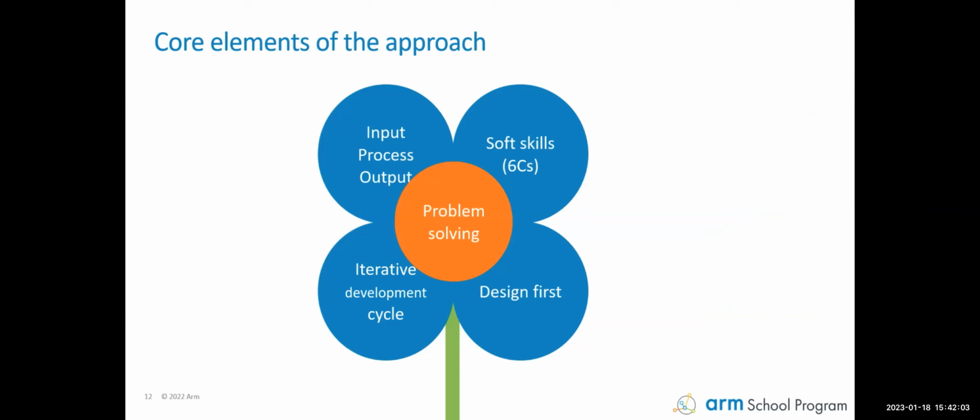But how to get there, we want to encourage them to think in that input process output, that IPO model. We want them to work collaboratively, as we've just mentioned. We need them to work iteratively and be resilient as part of that, and it helps if they design it as well. So I would encourage everybody to consider this core flower of play-based learning, and hold that in your mind as we go through the different examples today of how we can apply this in the real world and in the classroom.